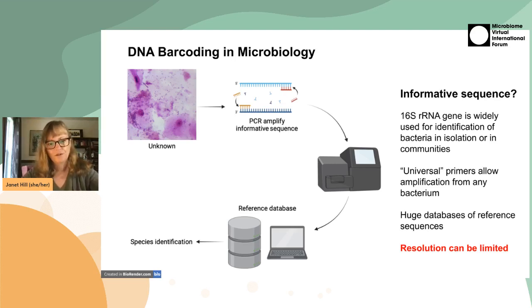So that informative sequence that's used, for the most part, has been the 16S ribosomal RNA gene. It's widely used for identification, and there are universal primers for amplifying different variable regions of that target, massive databases of reference information. But the one potential vulnerability of using that technique is that often resolution can be limited, and frequently things are only reported to the genus level because species identification isn't possible.